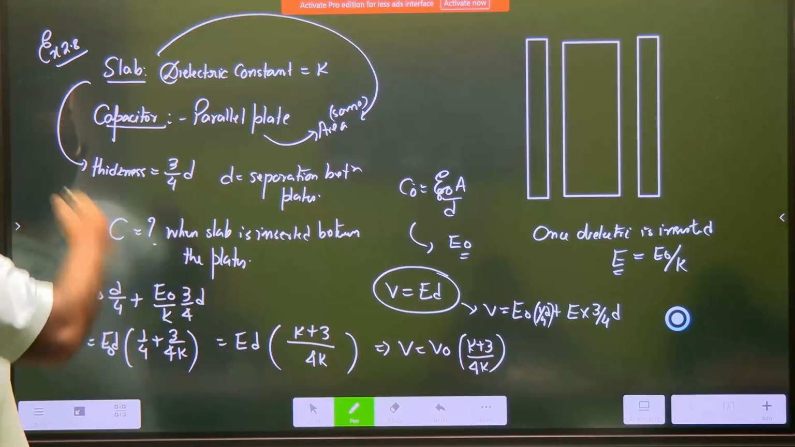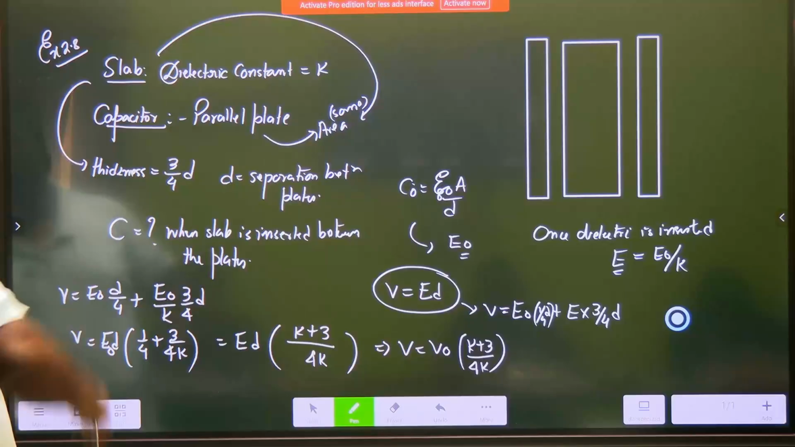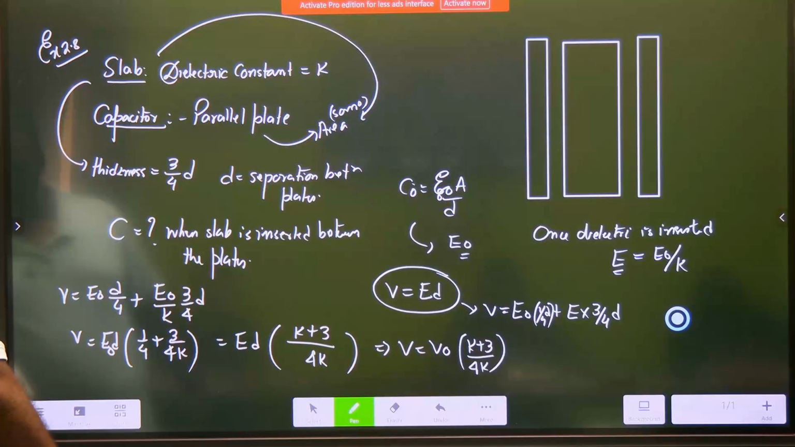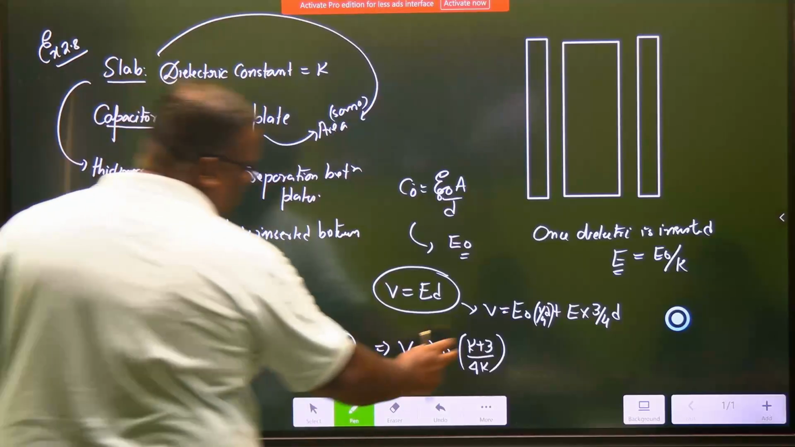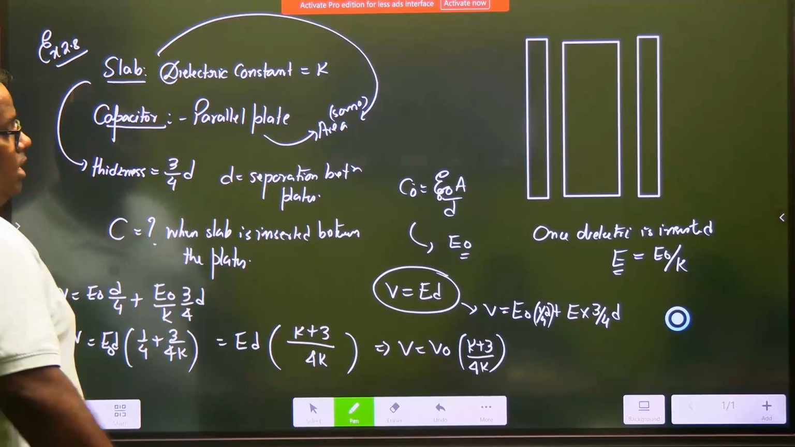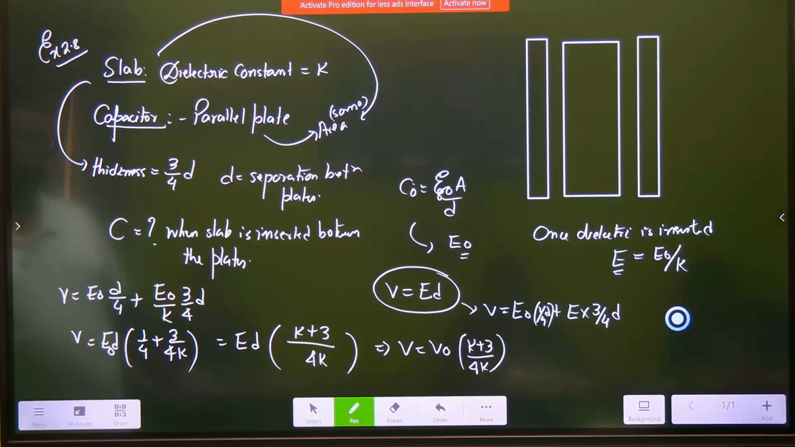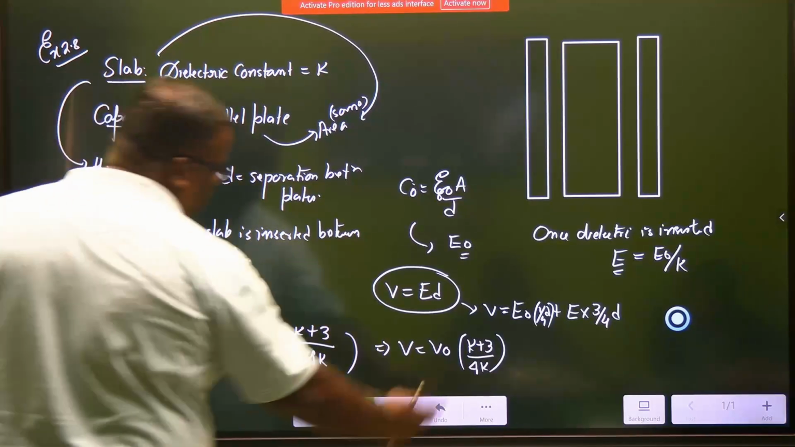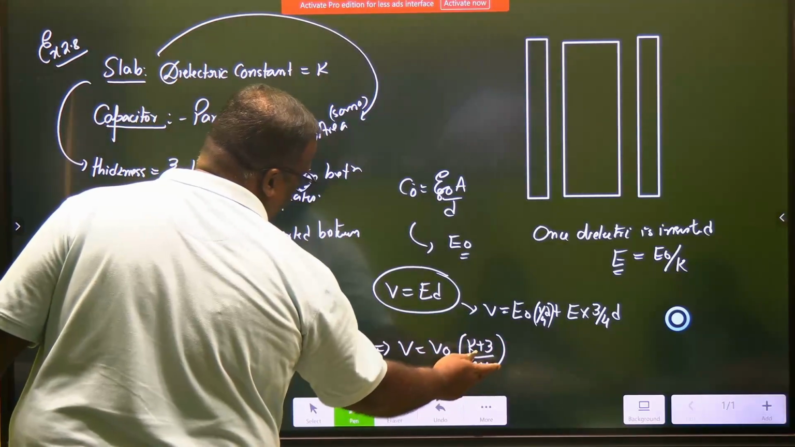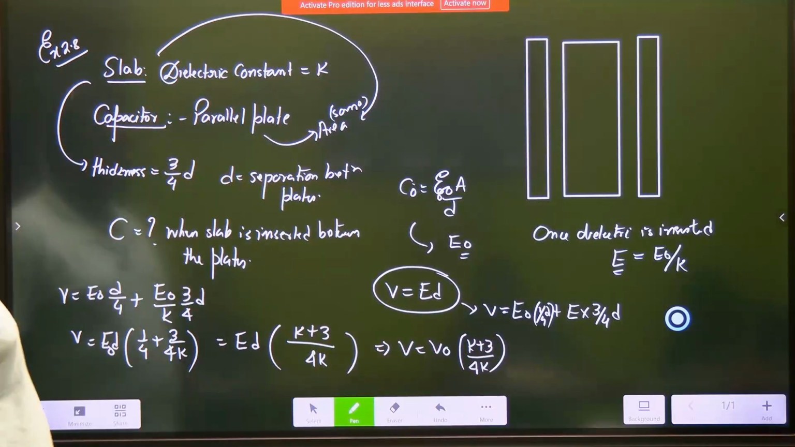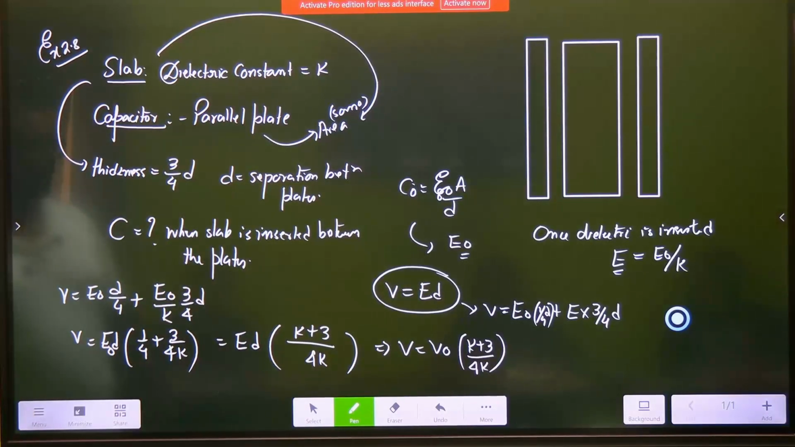K plus 3 divided by 4K. So the potential difference decreases by this particular value. This value will be less than 1, because K is always greater than 1. So if you take K as 2, this is 2 plus 3, 5, and 4 into 2 will become 8. Is this understood?